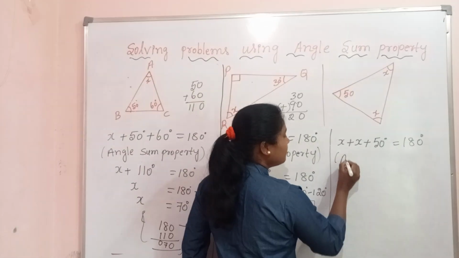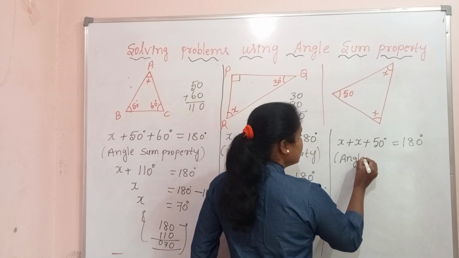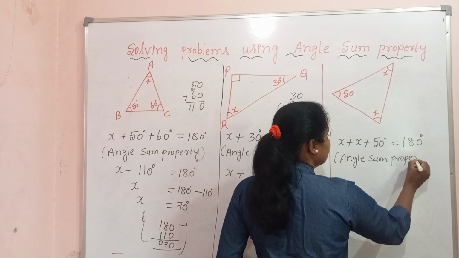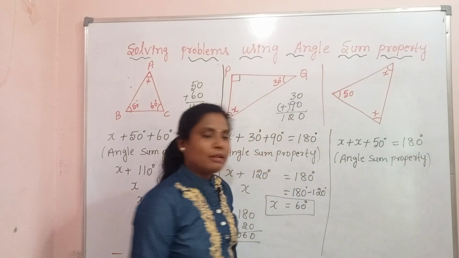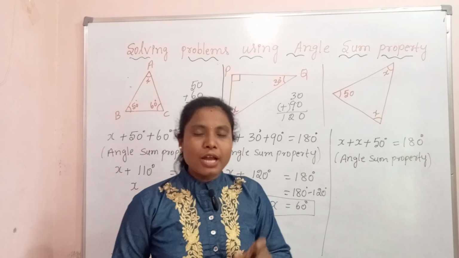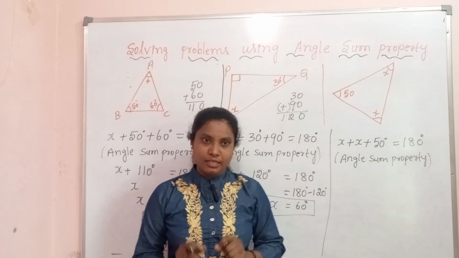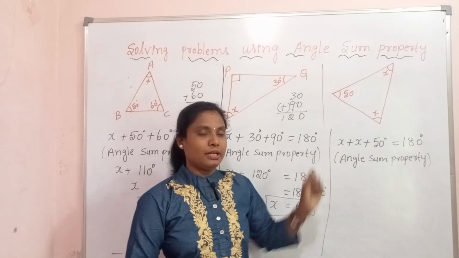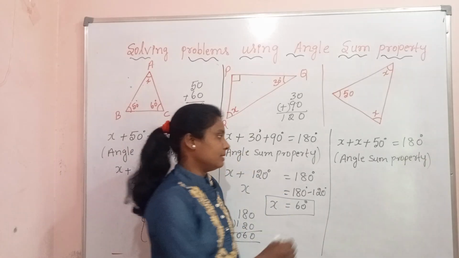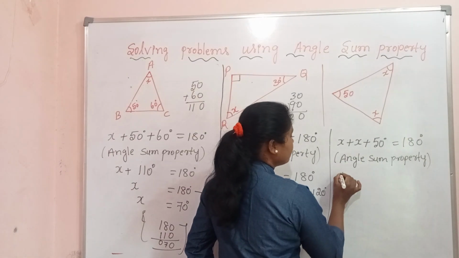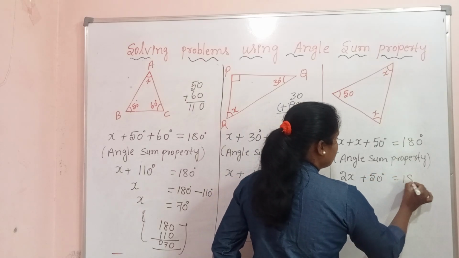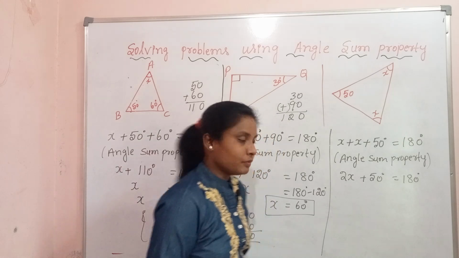Before that we need to write a reason: angle sum property of a triangle. While solving a problem in geometry, if you write any statement, you need to write a reason for why you are writing this statement. This is the way to solve problems in the geometry concept. So x plus x becomes 2x, plus 50 equals 180 degrees.